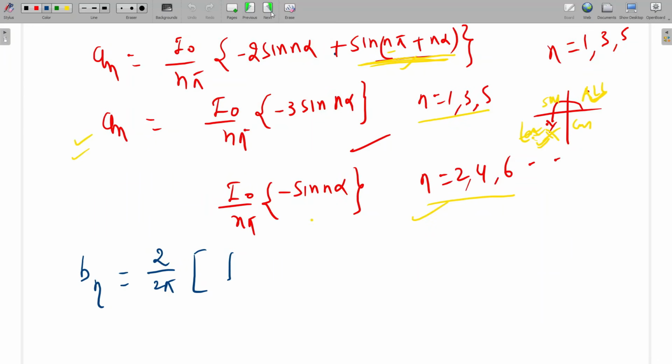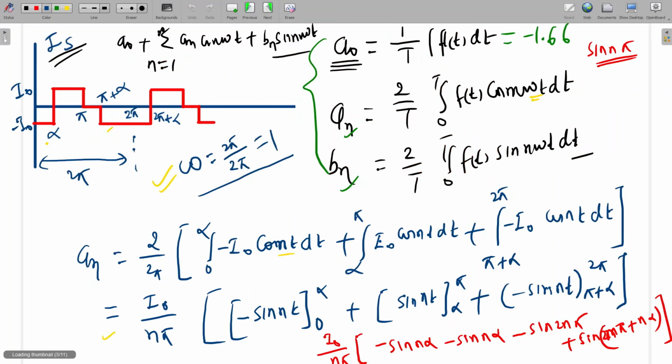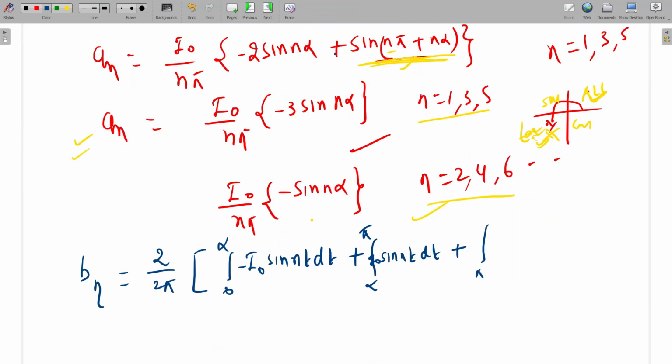So 0 to alpha minus I naught sin nt dt, plus alpha to pi, I naught sin nt dt here also will be there, plus next will be pi plus alpha to 2 pi. So pi plus alpha to 2 pi, it will be minus I naught sin nt dt.